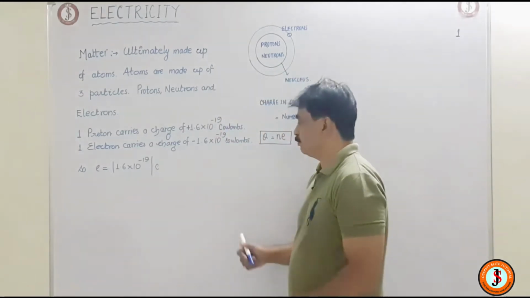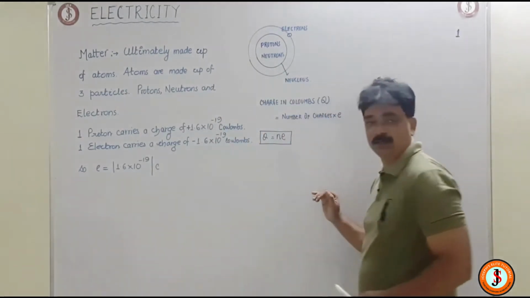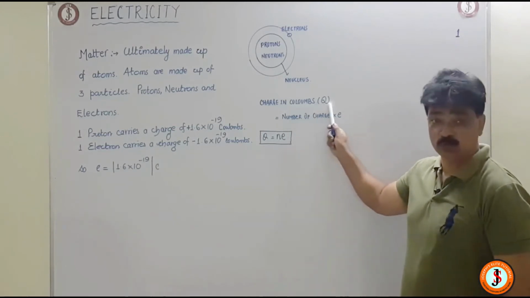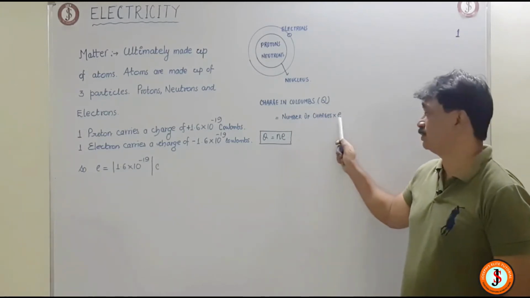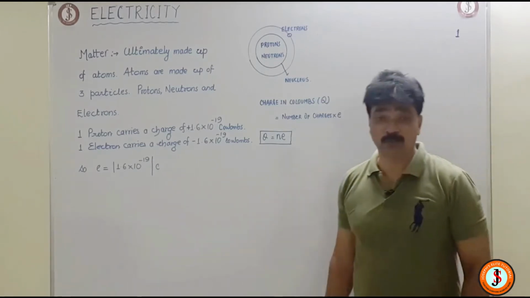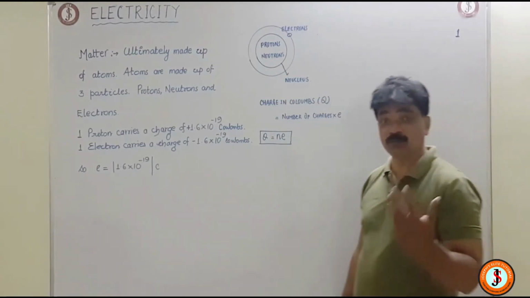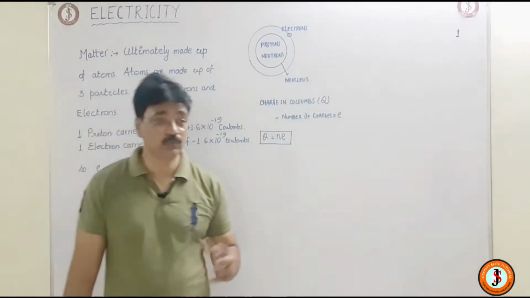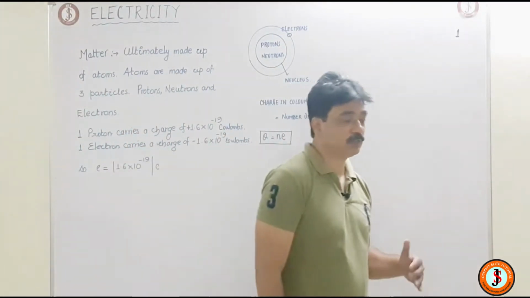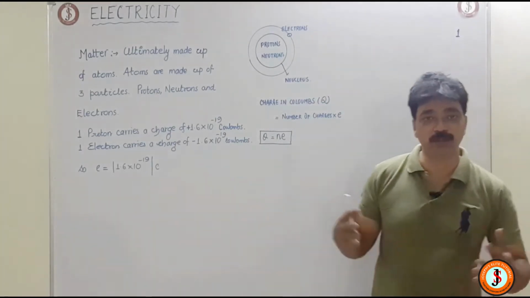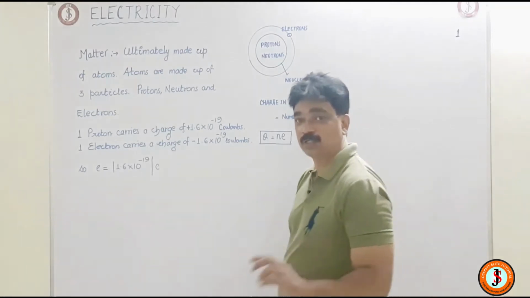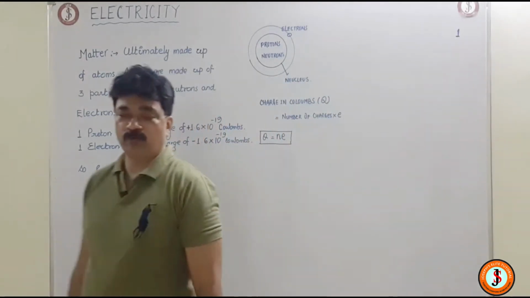Alright, so if we have to calculate charge in coulombs, we have a formula already. Charge in coulombs, Q, is equal to the number of charges into the magnitude of charge, but the plus and minus sign should be placed by you. For example, if a neutral body loses electrons, what will happen? It becomes positively charged, because we know neutral bodies contain an equal number of protons and electrons, and charged bodies contain unequal numbers of protons and electrons.